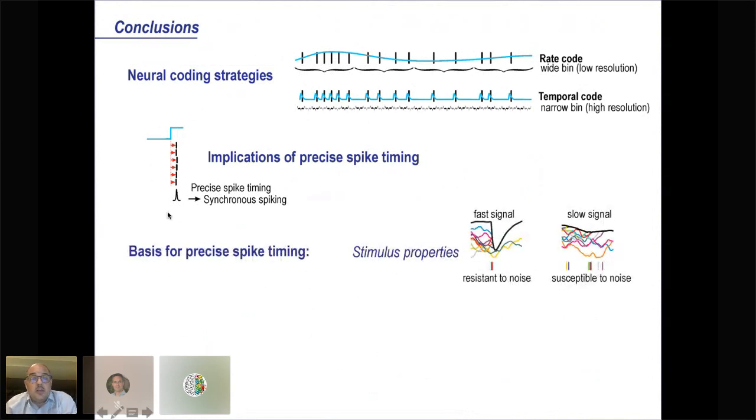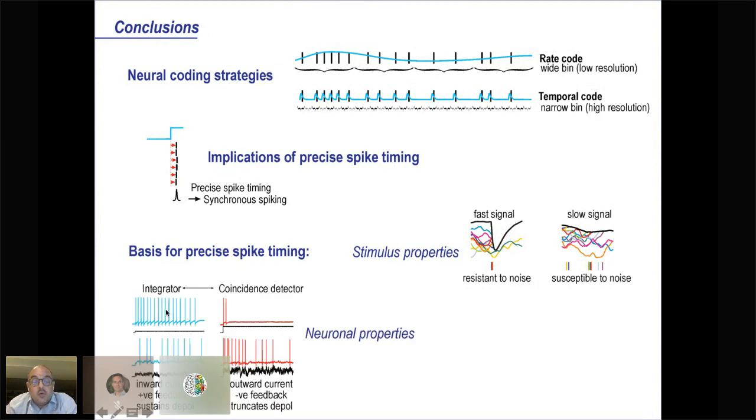And the basis for this precise spike timing really depends a lot on the stimulus properties. So the spikes evoked by a fast signal are much more resistant to noise. And that's in contrast to spikes evoked by a slow signal, whose timing is much more susceptible to disruption by noise. So the stimulus properties are indeed very important. But we also need to look at the neuronal properties.